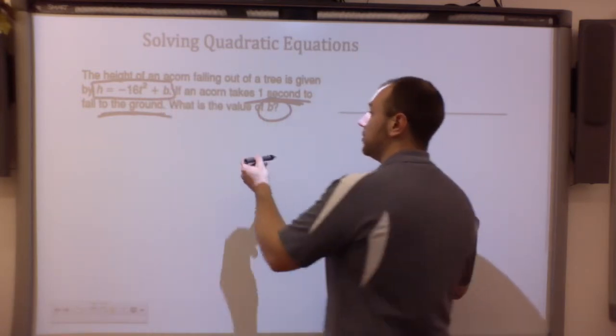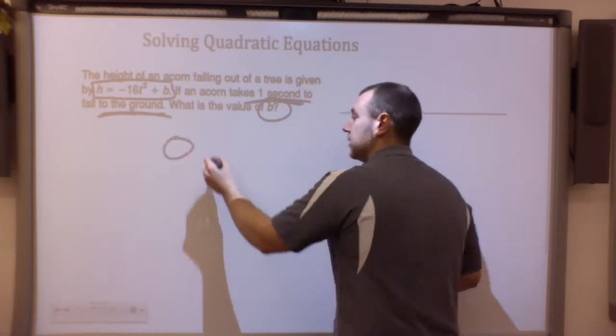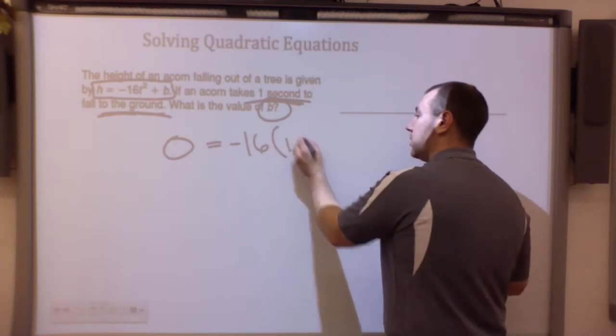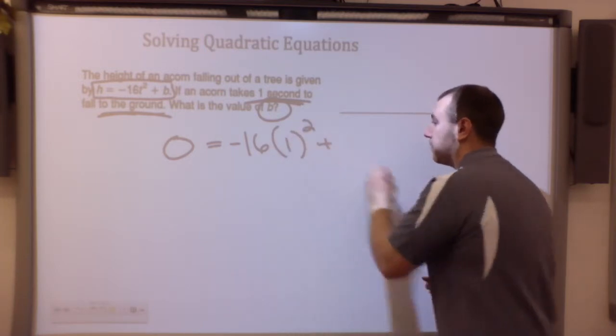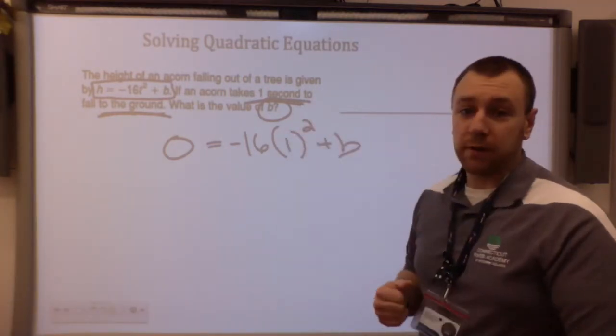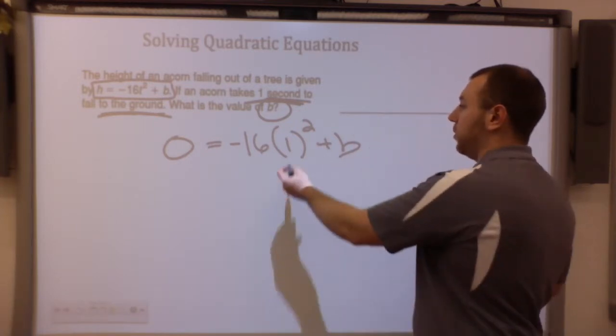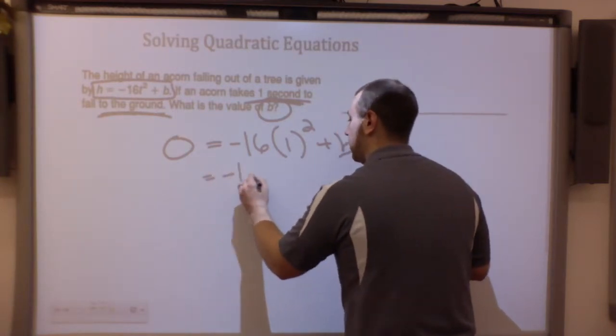So b is the only thing that I'm not going to know. So what I'm going to do is plug it in. 0 equals -16 times 1 squared plus b. Now I'm just solving. Okay? The trick is to plug in what you know and then solve. 1 squared is 1.